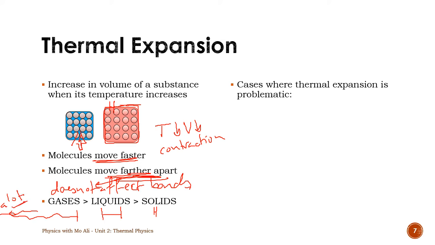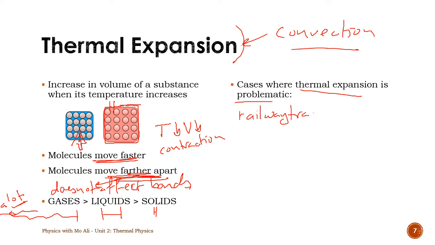Now, expansion is a pretty simple concept. We are going to use this again. This is going to be very important later on when we talk about convection. All right. But let's talk about cases where thermal expansion is a problem. There are a few cases where expansion causes issues, especially when it comes to certain types of buildings or designs. First would be railway tracks.